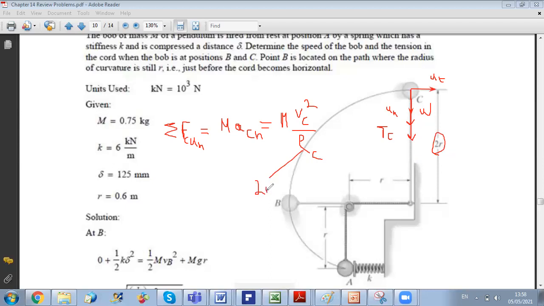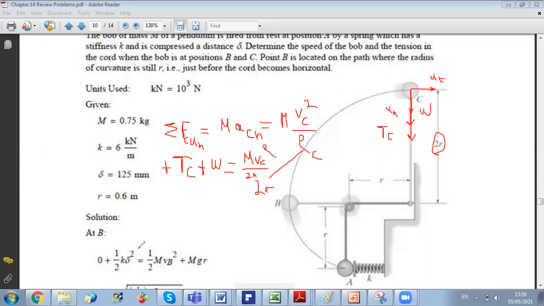The projection of forces along UN will give me plus TC plus W, because both are along positive UN. So plus TC plus W equals m VC squared over 2r. So now to get TC, I just need to get the value of velocity at point C. To get the velocity at point C, I should apply work and energy or conservation of mechanical energy.